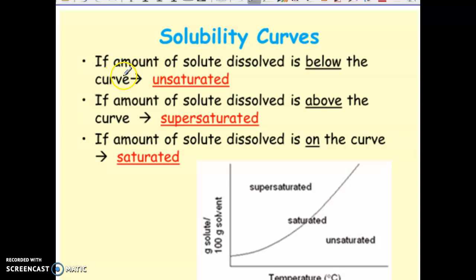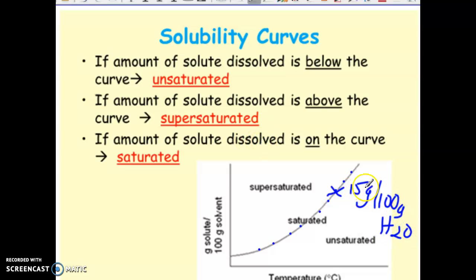Okay, so this is just a recap. Remember that the points that are along the curve are the saturation points or the maximum quantities. Anything that is lower than that amount, right? So let's say this point right here is 15 grams per 100 grams of water.